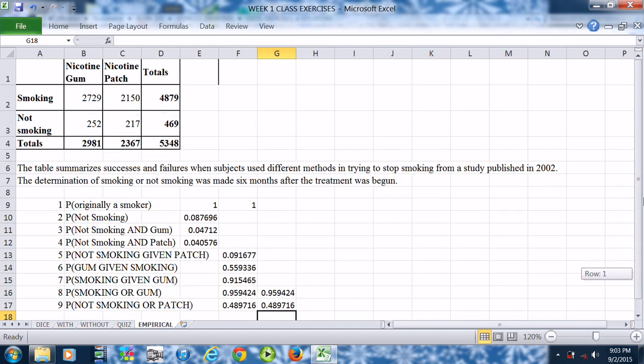So this is just some quick examples of how to find probabilities using a two-way table. And so this is gathered data, and we call these empirical probabilities.